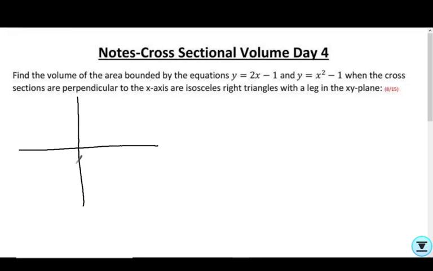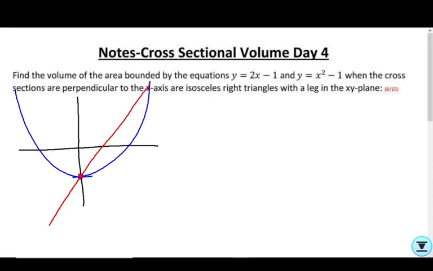So we've got the quadratic right here that's been moved down one, so it looks something like this. And then we have this linear function of 2x minus 1, which has a y-intercept there and a slope of 2. So it looks something like this.